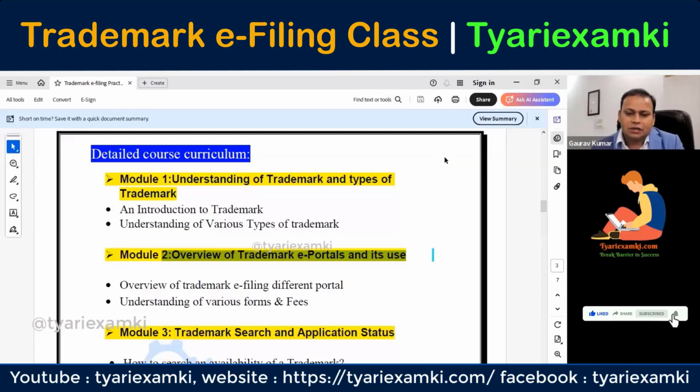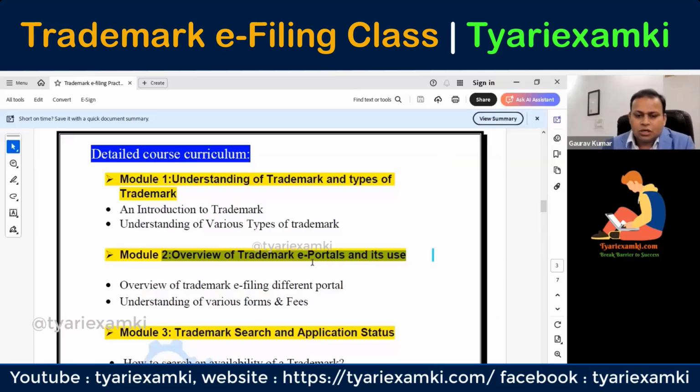And then secondly, we will learn about all the portals that we are going to use, from the beginning of a search to filing a trademark. Understanding about 4 portals of a trademark that are used before the registration and during the registration also.